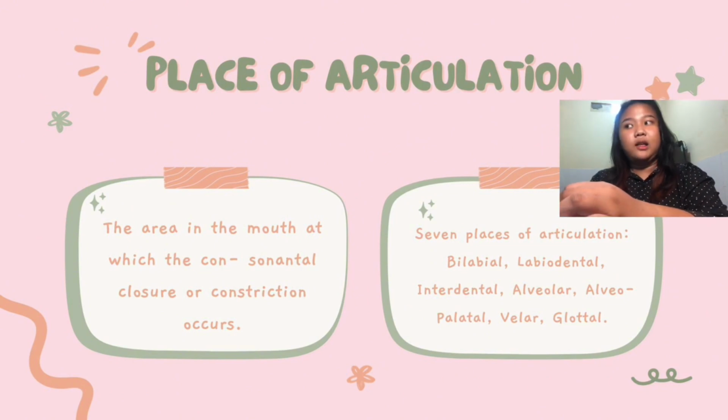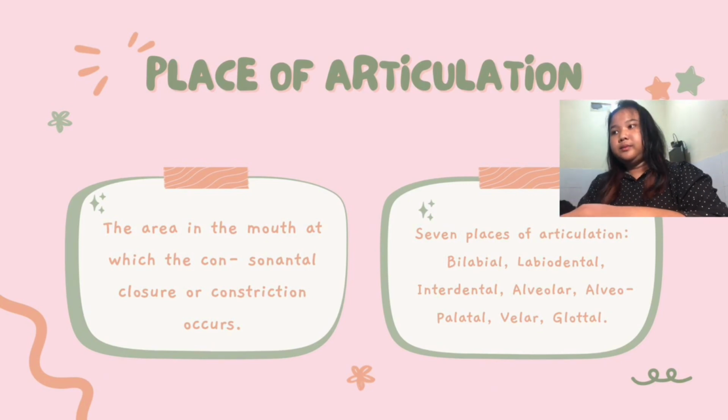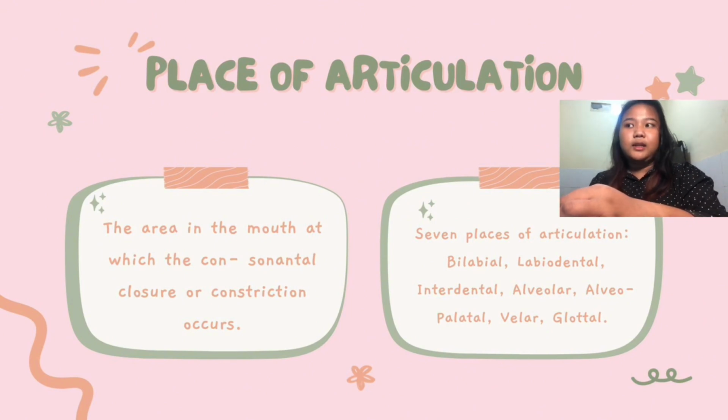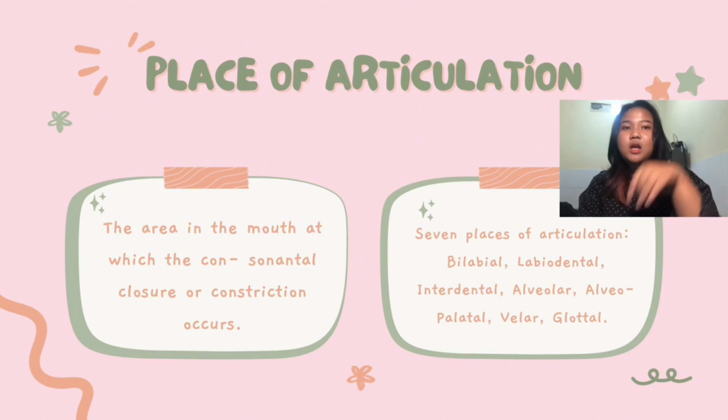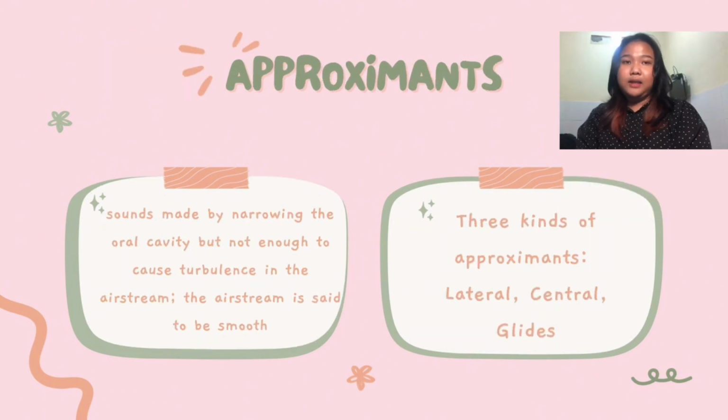And the next one is velar. Its sounds are created by stopping the airstream by bringing the back of the tongue into contact with the velum, which is cold and good. And the last one is glottal. Sounds are created by either narrowing the vocal folds sufficiently to create a fricative or closing them to create a stop. And it is hat. So the next one is approximants.